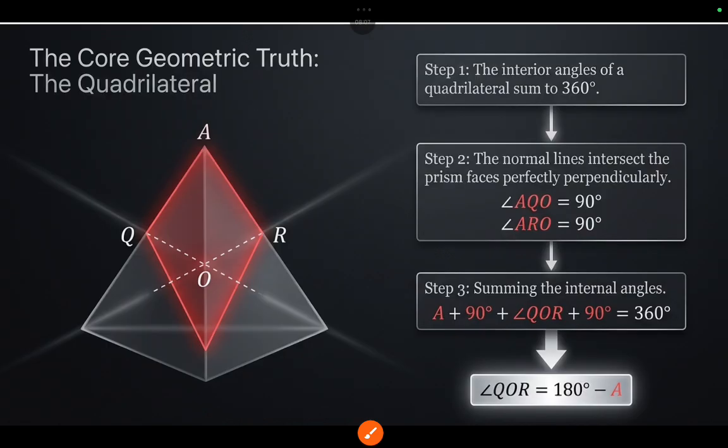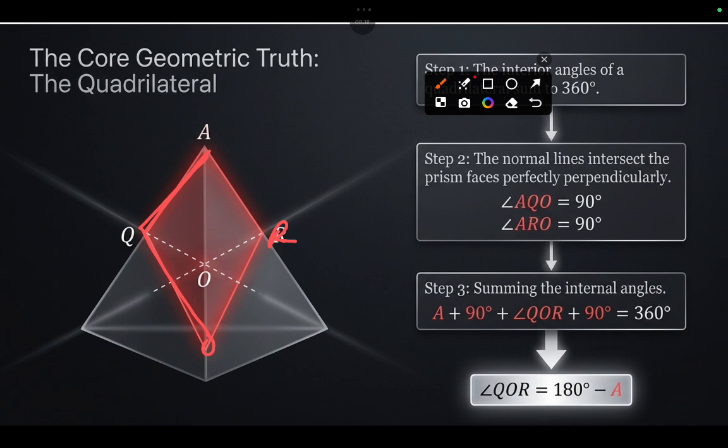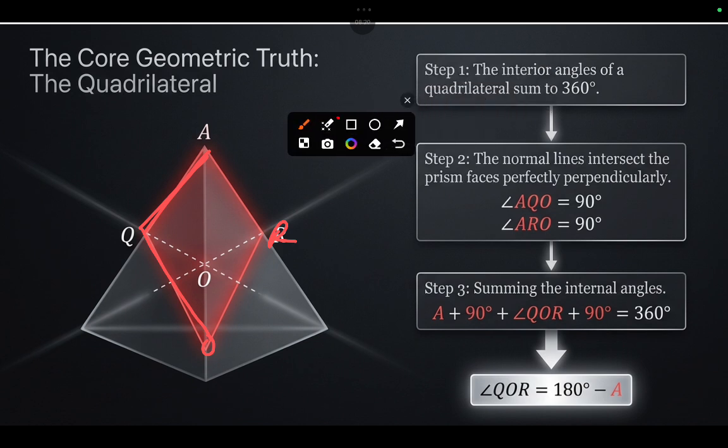Okay, then we go with the coordinate system. From here we can consider one more way. This is the AQOR. So from this particular condition, let us consider the interior angles. How much? That is about the 360 degrees.